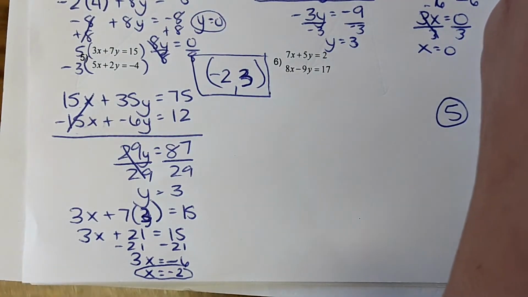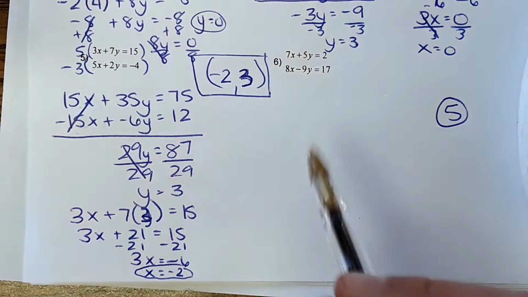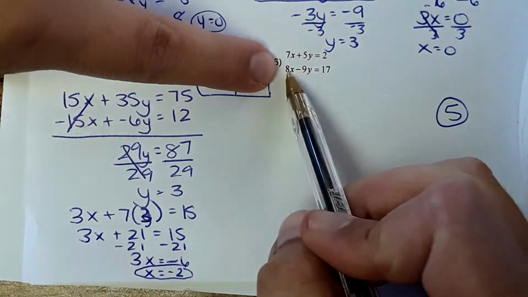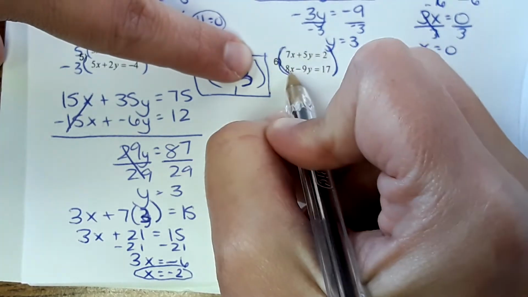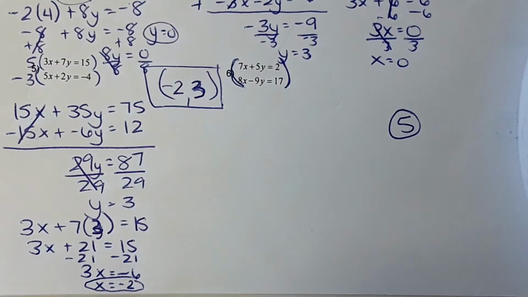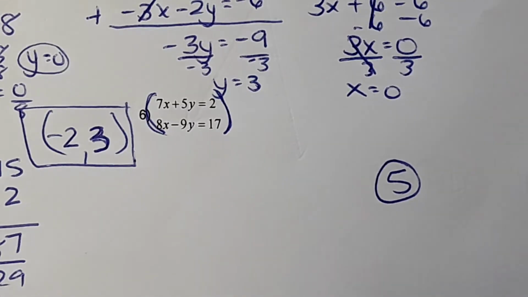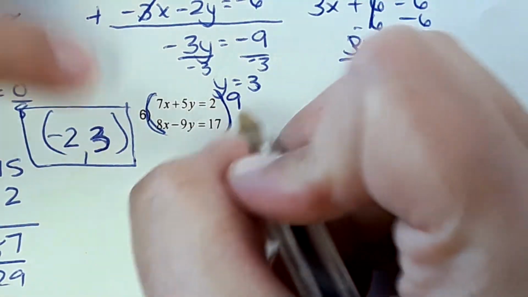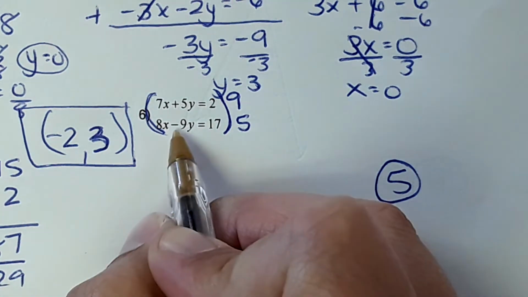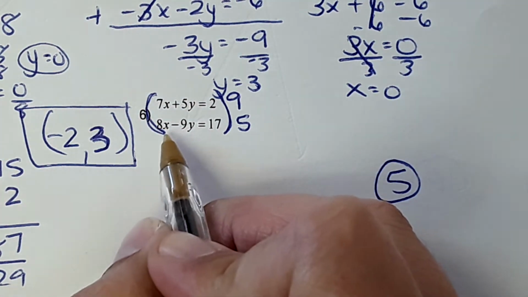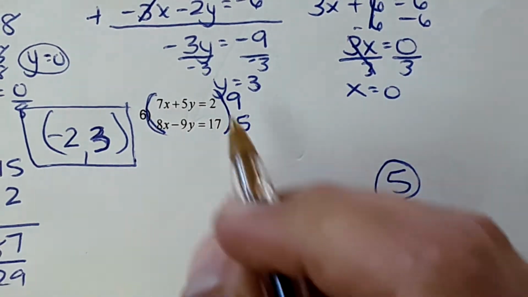Next, number 6, same idea. We're going to get either the x's or the y's to cancel. We could multiply by 8 and 7 or 9 and 5. Let's do 9 and 5. So I'm going to multiply the top one by 9 and then the bottom by 5. I'm not going to do a positive negative this time because this y is already negative. So just by multiplying by 9 and 5, it should work.